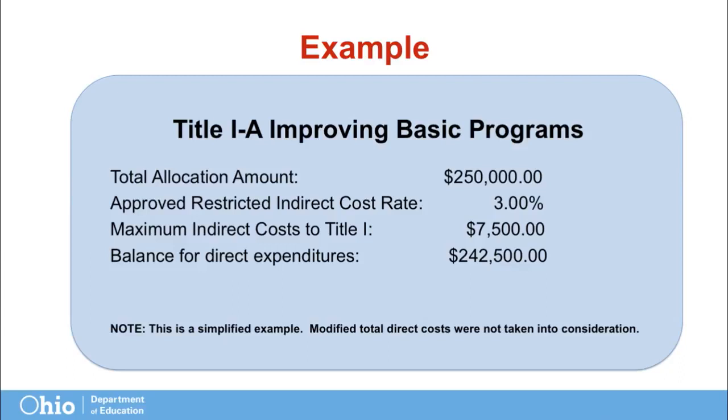If you decide to utilize an indirect cost rate, you'll learn that for federal grants, the rate must be applied to the modified total direct costs. More information about modified total direct costs can be found in the instructions.